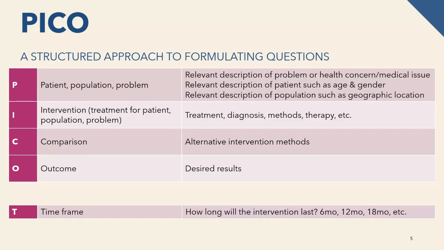So PICO. The P stands for the patient population or problem that you want to talk about. The problem or condition being dealt with is going to be the easiest part to find, since the condition will most likely have lots of literature out there already. For example, you may be looking into autism spectrum disorder, which has tons written about it.